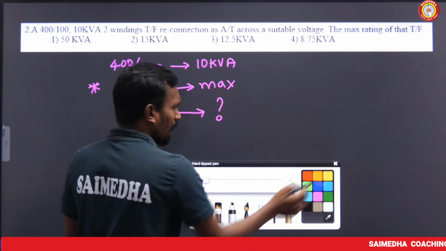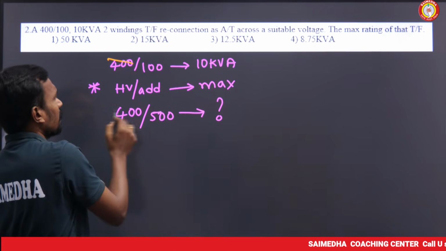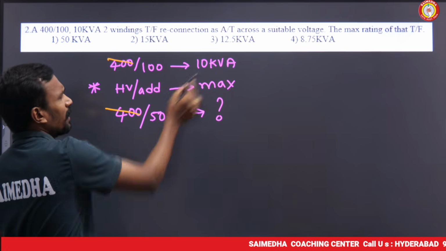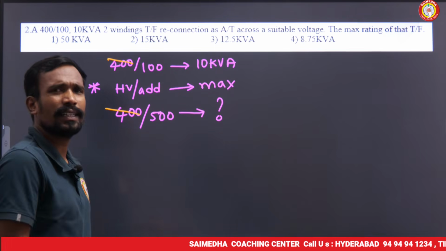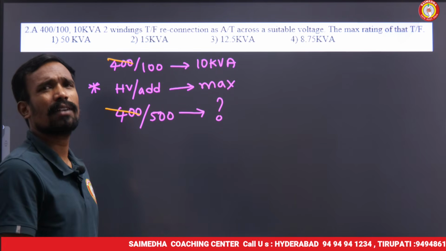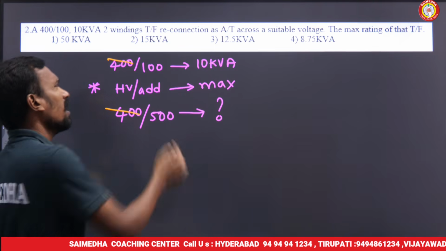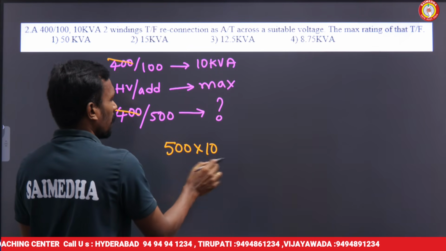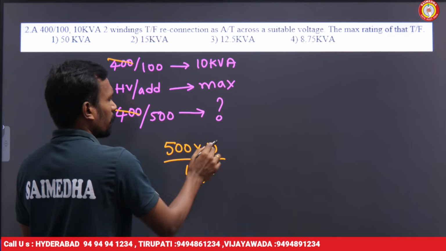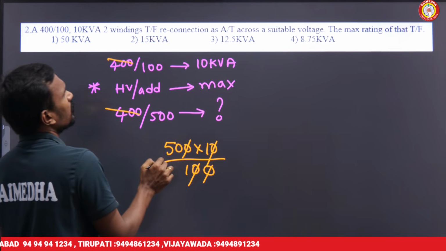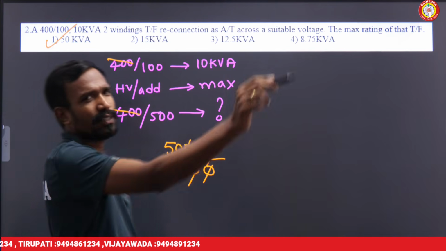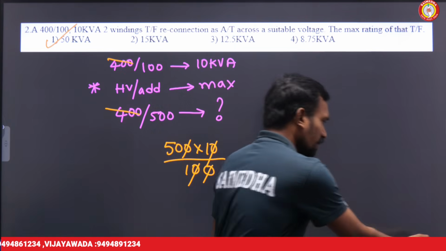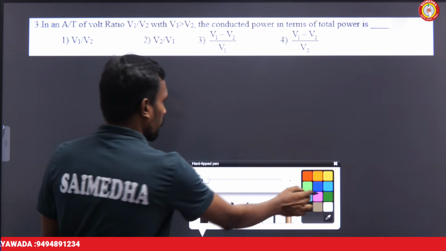Now tell me which is common in these two. 400 is common, so out of 100 volts 10 kVA, for 500 volts it is 50 kVA. Otherwise, cross multiplication: 500 into 10 by 100. So the answer is 50 kVA. That's it. Next question.